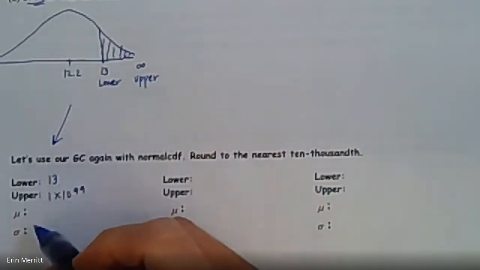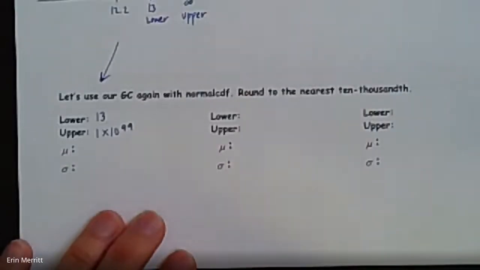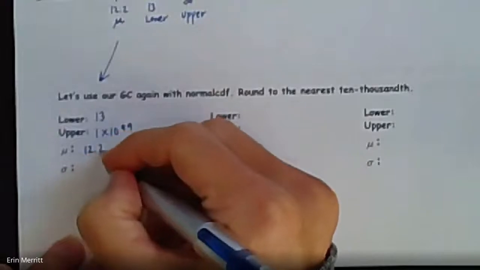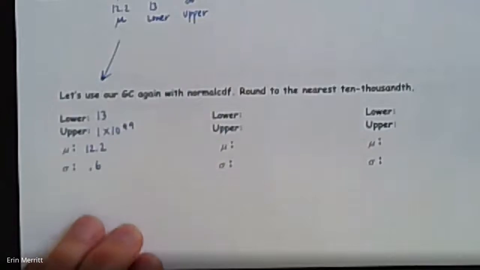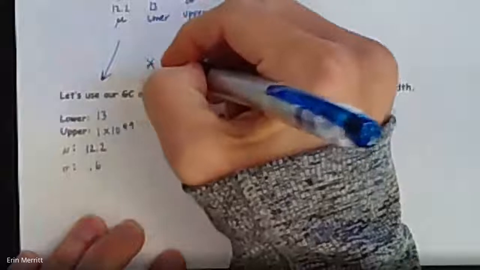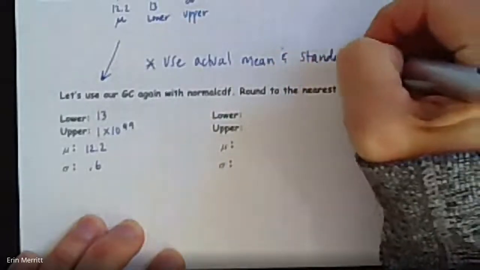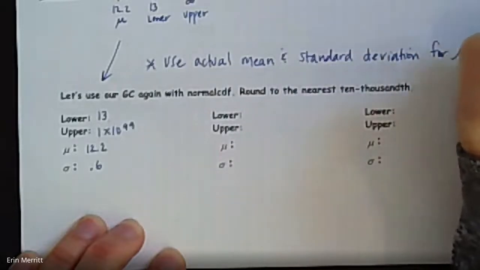And now instead of the mean and standard deviation being 0 and 1, here's where you're going to actually have to use the real mean and the real standard deviation if you don't normalize it. So the mean is that 12.2 right there. The standard deviation, that's the 0.6. So it's super easy to use. But if you don't use z-scores, you have to make sure to use the actual mean and standard deviation for mu and sigma.